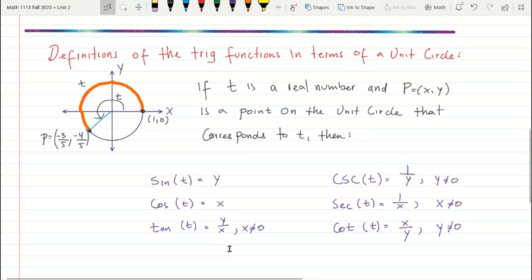On the right side, we have the reciprocal definitions. So cosecant of t is equal to 1 over y. Then we have secant of t, which is 1 over x. And then we have cotangent, which is x over y. So those are the six definitions that we're going to be using when referring to the unit circle and figuring out the values for a different point, okay?